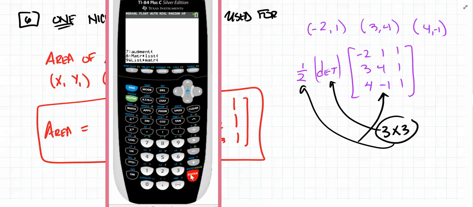Is that the area? No, what do I do to it? 1/2. I take the absolute value, which would be 28, and then cut it in half. So I'm looking at an area of 14. So given a triangle with these 3 points, the area is going to be exactly 14 units squared.